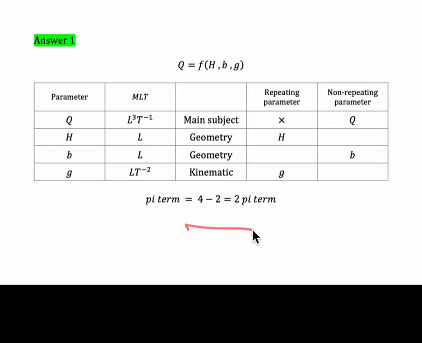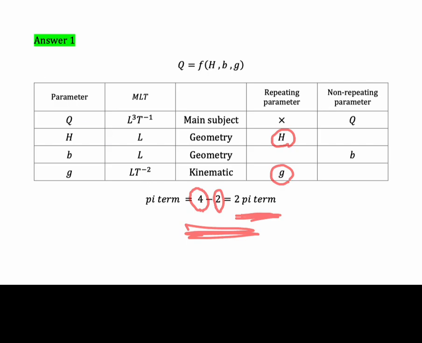Then we need to calculate how many pi terms. The rule of thumb is very simple. We list how many parameters we have. We have 4. And then how many repeating parameters do we have here? We have 2 repeating parameters, so we minus 2. And the answer is we need to solve 2 pi terms. There are only 2 pi terms.